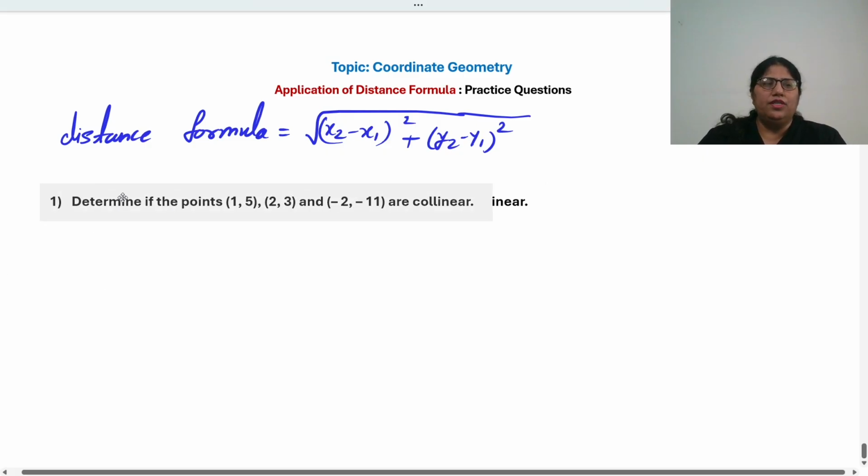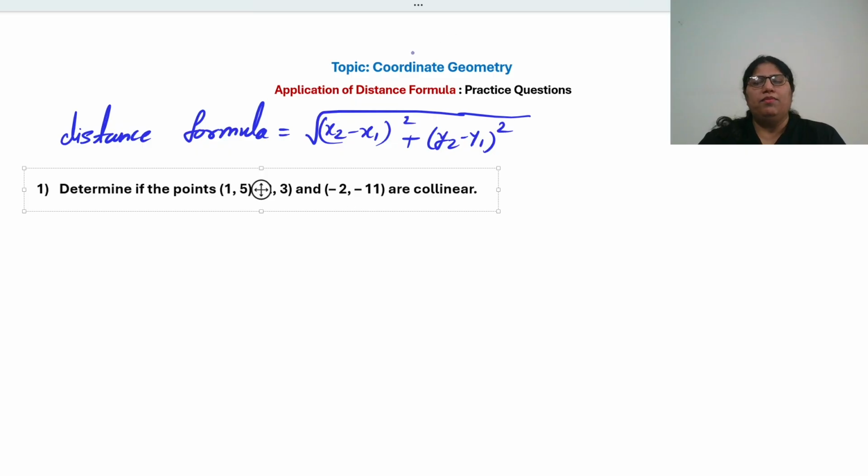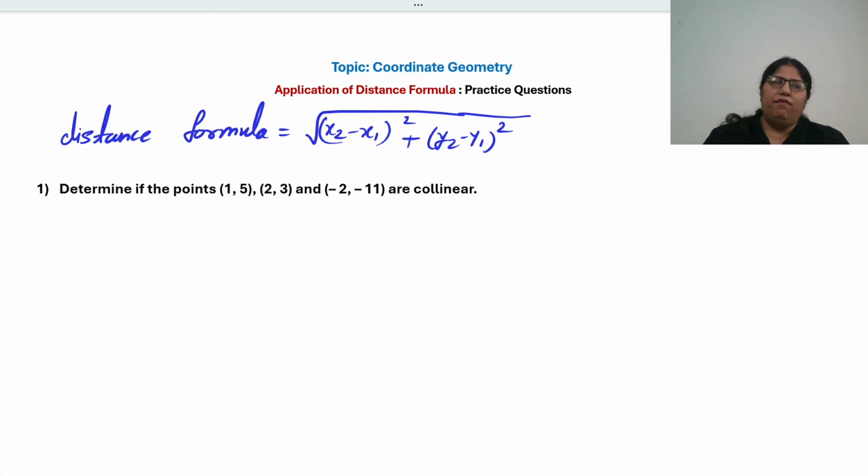This is our first question, which says: determine if the points (1, 5), (2, 3) and (-2, -11) are collinear. Collinear means they fall on a straight line. Three coordinates are given, meaning there are 3 points, and we check whether they lie on the same straight line or not. Let me take point A, another point B, and another point C. They are collinear when all 3 points fall on a straight line.